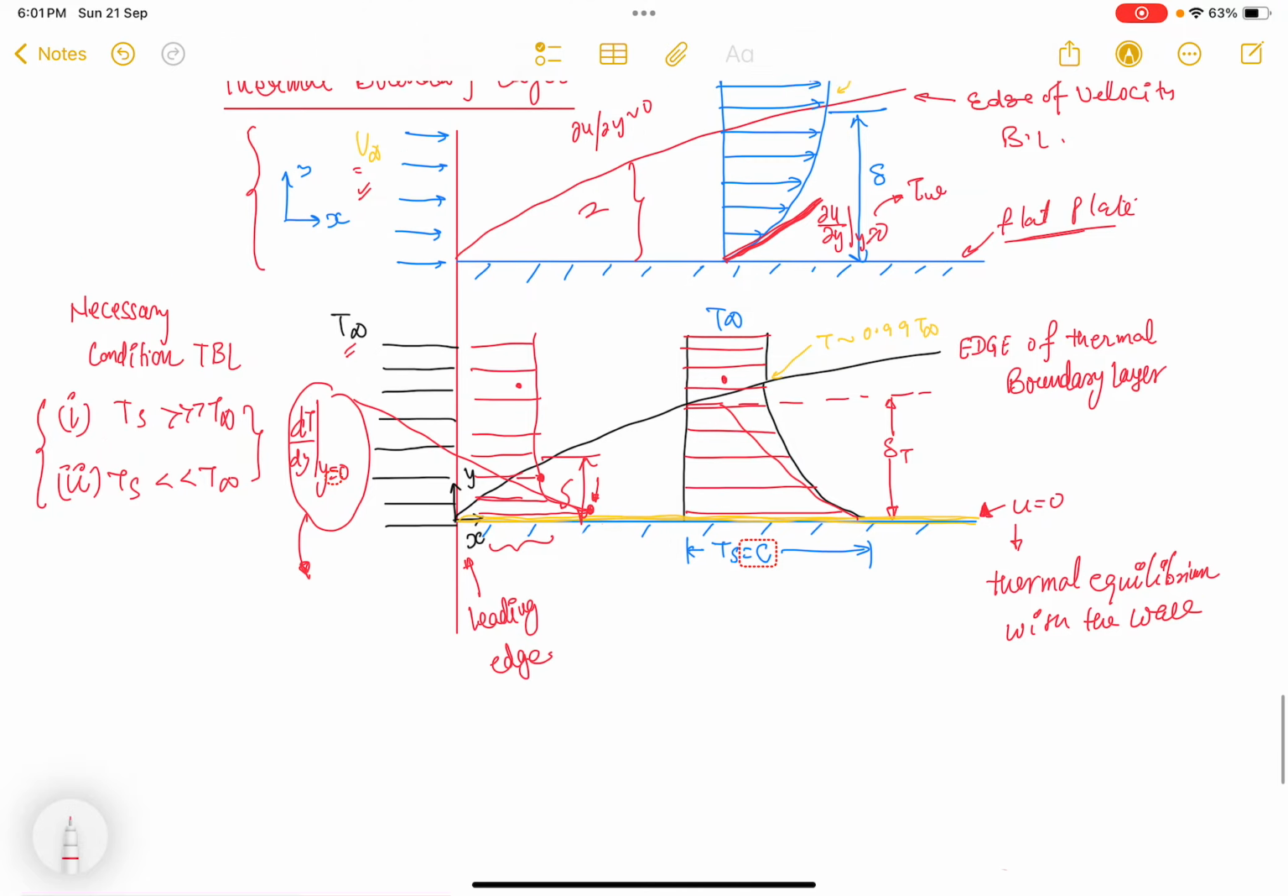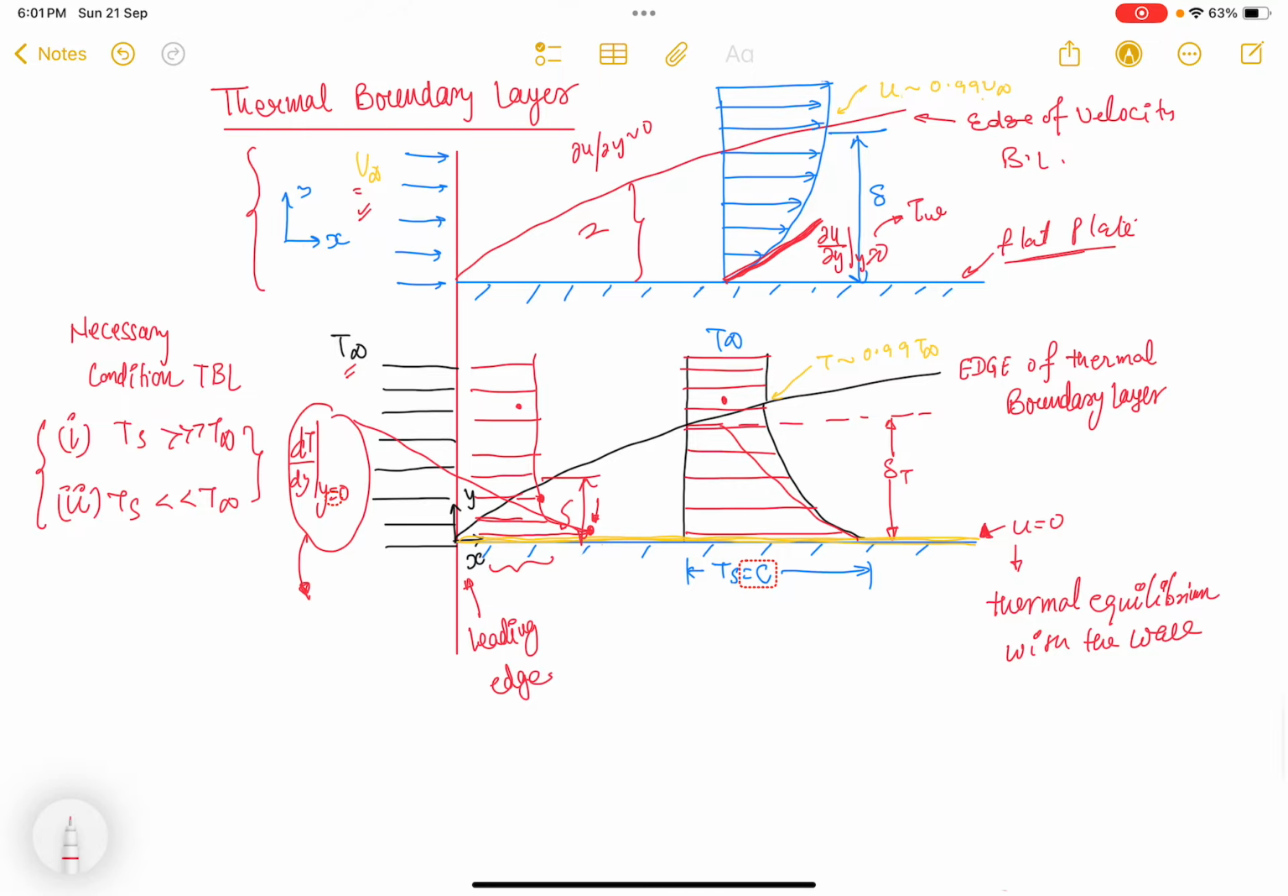When the undisturbed fluid enters the domain of the flat plate or any body, let us assume that cold fluid having ambient temperature T infinity enters the domain where the flat plate is placed, which is maintained at a constant temperature at every point as Ts, and suppose that Ts is greater than T infinity, which is the fluid undisturbed temperature.